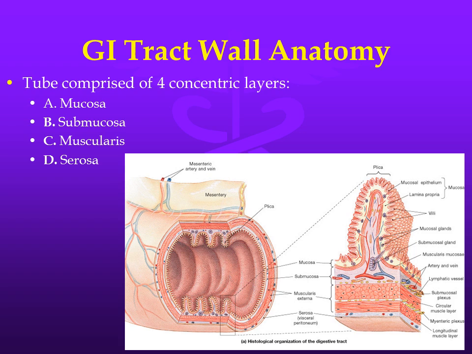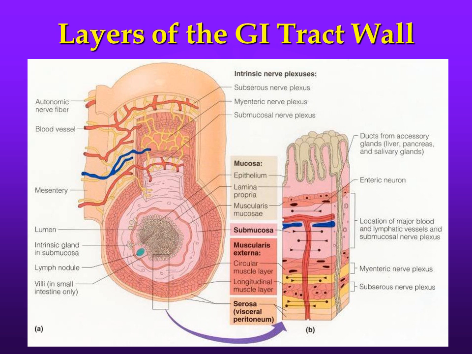The GI tract from the esophagus to the large intestine is a tube composed of 4 concentric layers. From deep, the lining of the lumen, to superficial, the external covering, these layers are the mucosa, submucosa, muscularis, and adventitia or serosa. Here's another image of the layers.